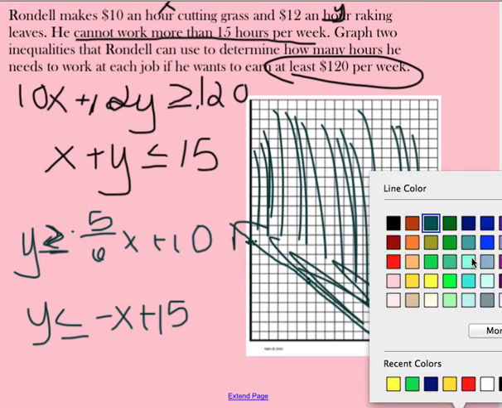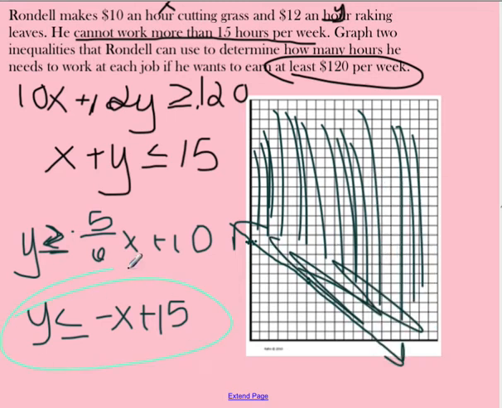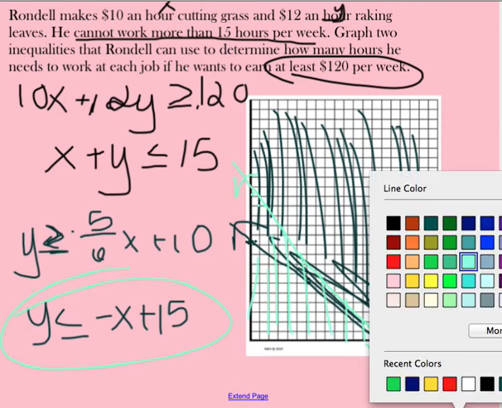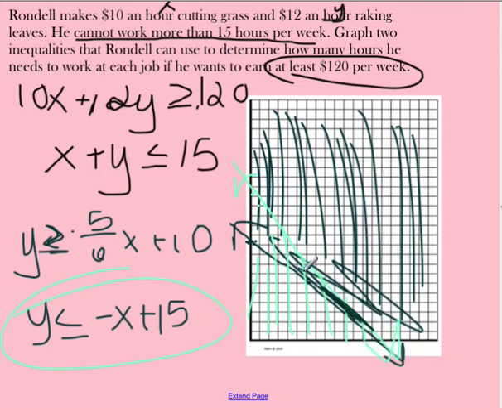So now I want to do my shading for this guy right here. So I'm crossing the y-axis at 15, 11, 12, 13, 14, 15. Then I'm going down 1 over 1. I'm going to shade down that way. And we want to shade below. So our overlapping shading ends up being between the two. So right here is our answer for our shading, in between the two right there.